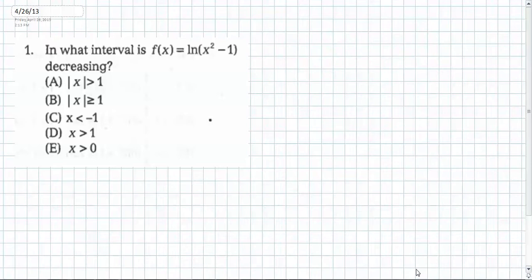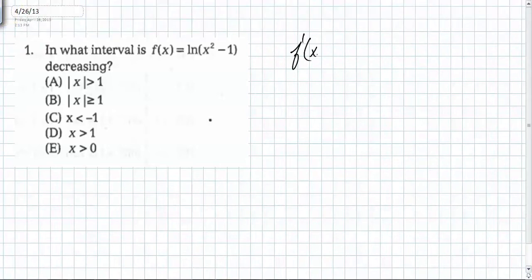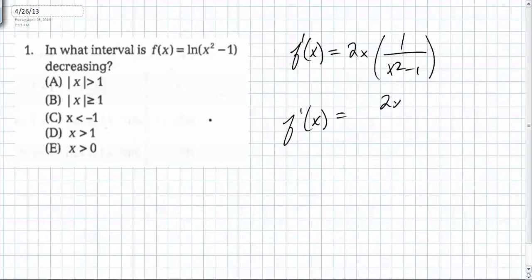Are we interested in concavity right now? No. First derivative and second derivative, only the first. You actually need to see what's going on, don't you? There you go. So what is f prime of x going to be equal to? 2x over x squared minus 1. Is that correct? Yeah. So f prime of x is equal to 2x over x squared minus 1.